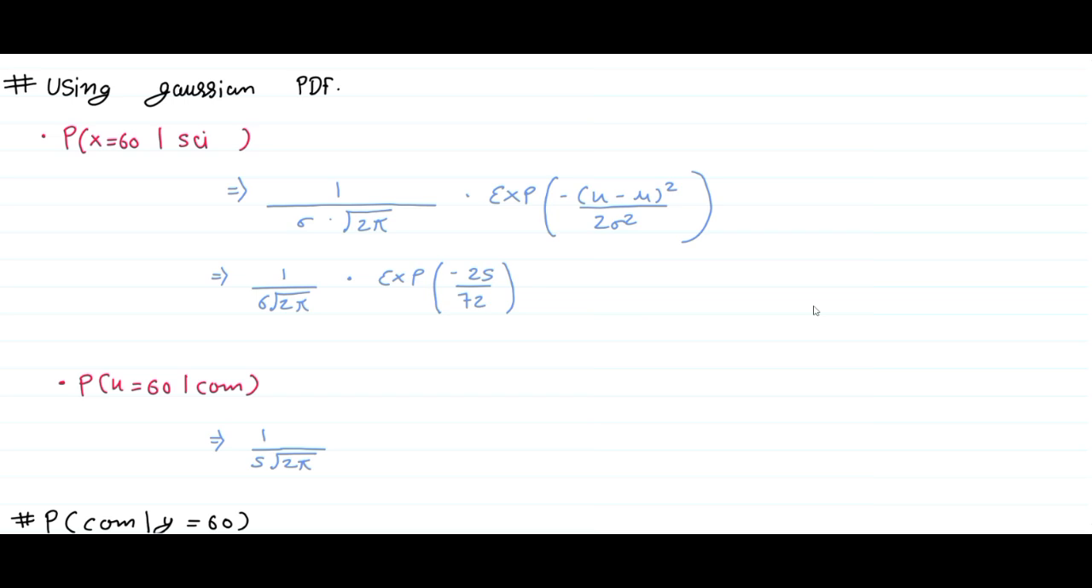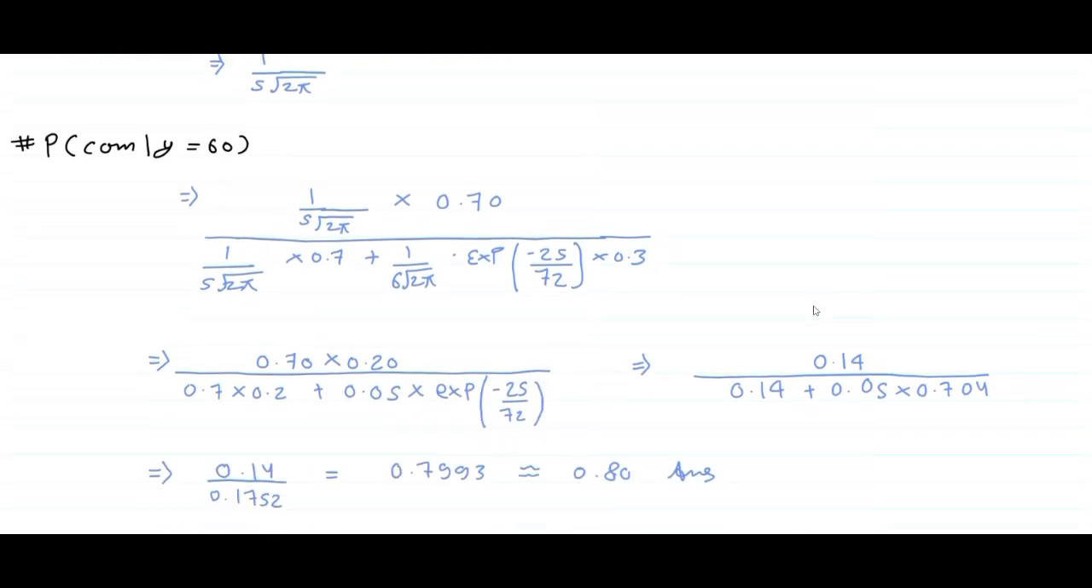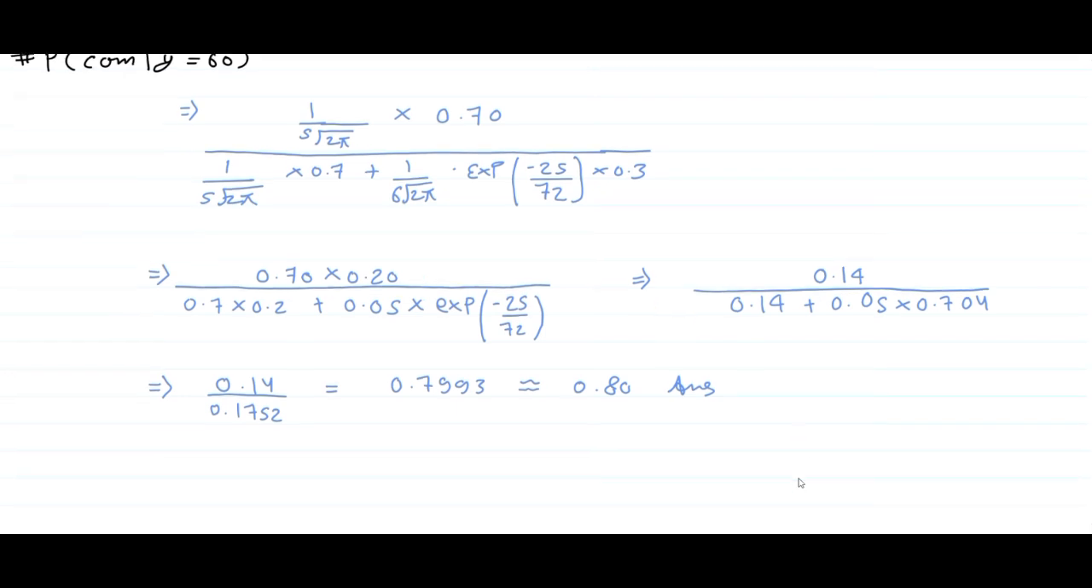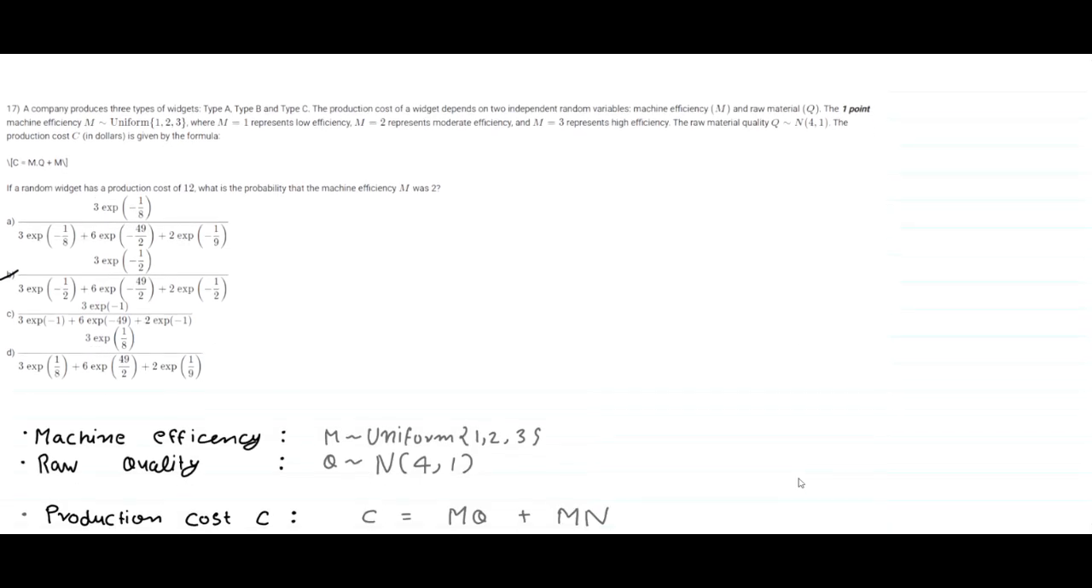Now if we put these values in Bayes' theorem and find the probability of a commerce student under the condition that they score 60 marks, then it will be equal to 0.80. Again, you can pause the video and see the calculation part if you need. Hence the answer to question number 16 is 0.80. Let us now move towards question number 17.